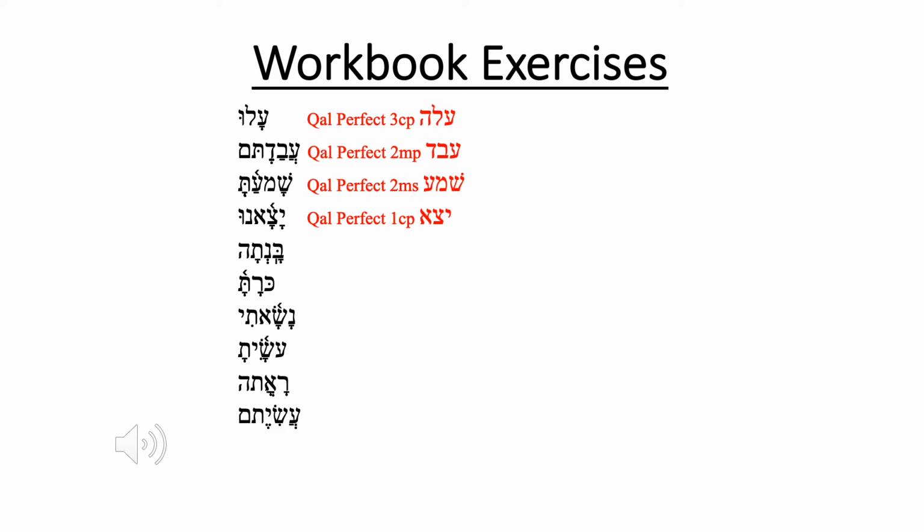We have a perfect first common plural ending, the nun plus the shureq, telling us what kind of verb this is. But again, what's important here is to recognize that the aleph quiesces, goes silent, does not receive a shva or any sort of vowel, instead is just there to show you what kind of root it is. What about the next verb? How do we parse this one?